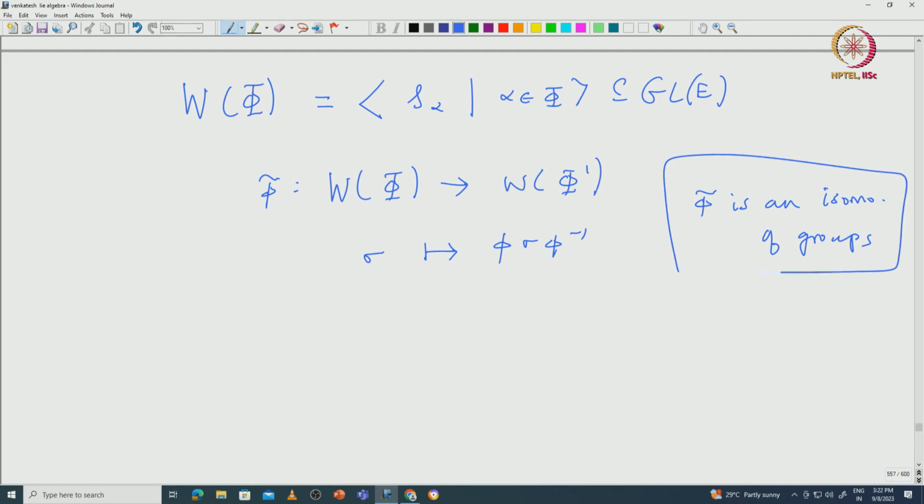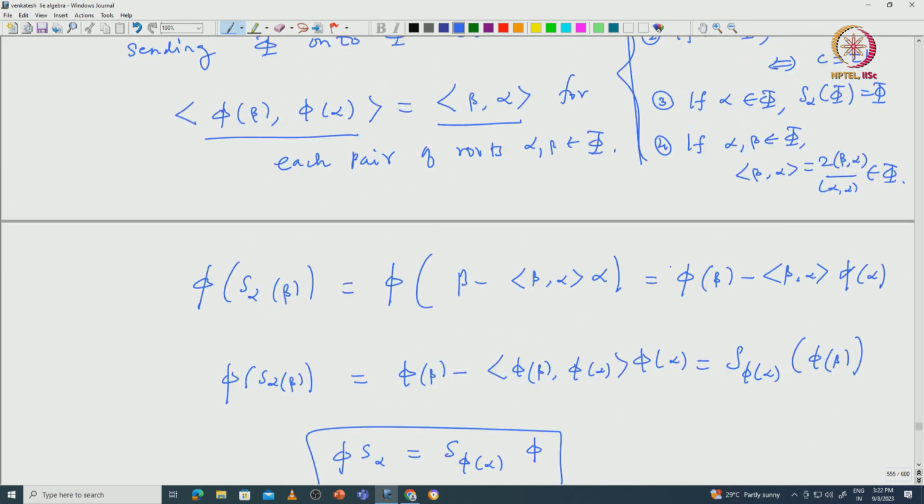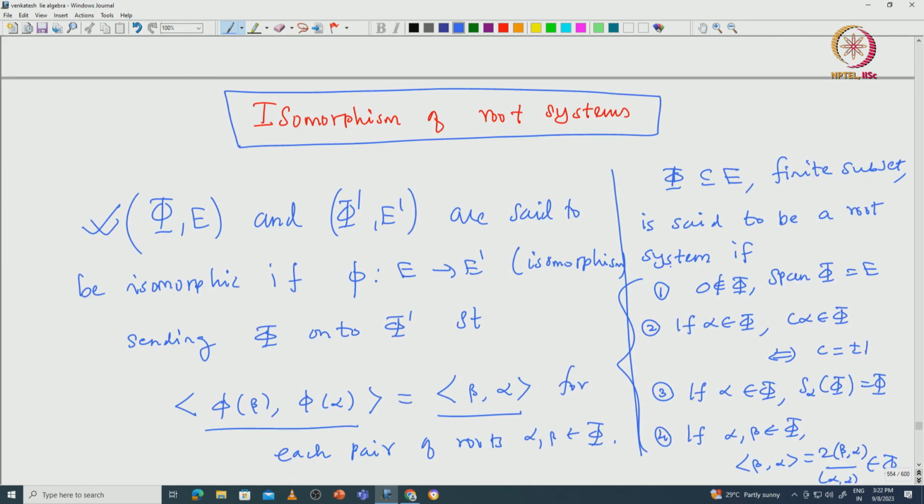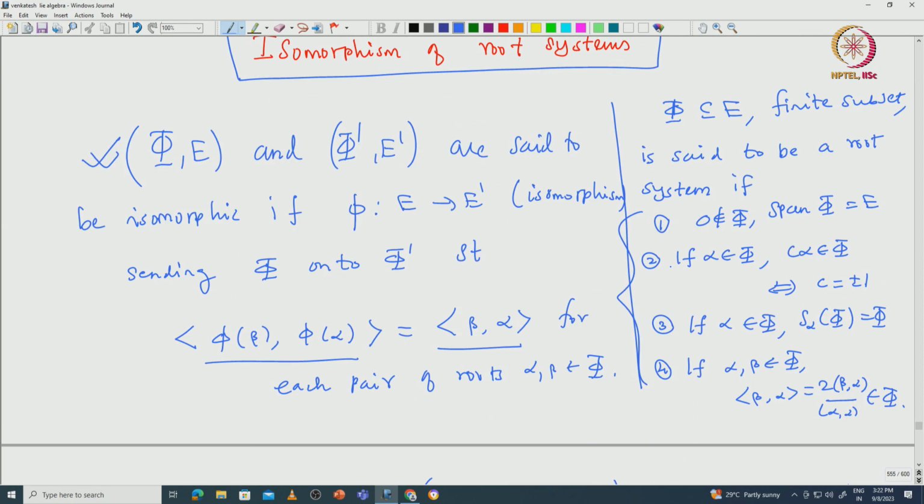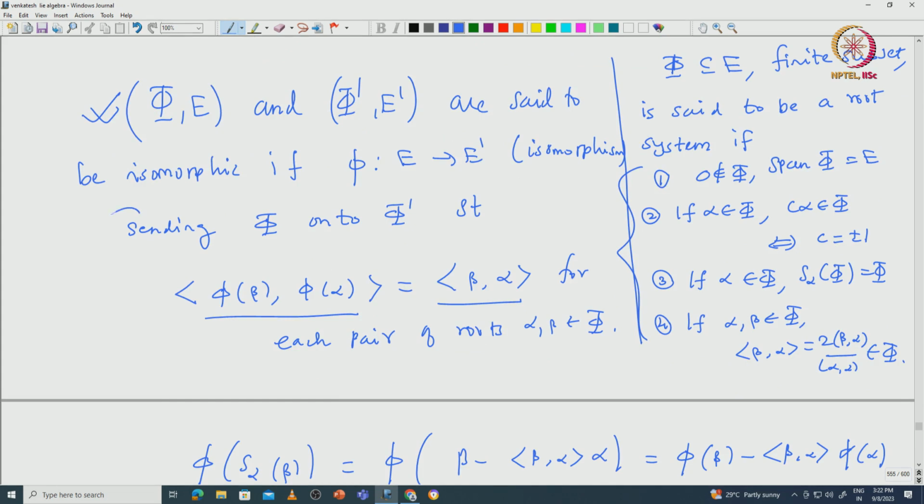So, that way this W of Φ groups corresponding to Φ' are naturally isomorphic. Now what we want to do is understand what the automorphism of Φ will be. An automorphism of Φ is just an isomorphism of E to E, that is, invertible linear transformations from E to E that satisfy these conditions.